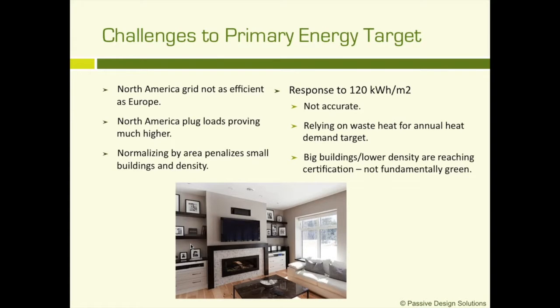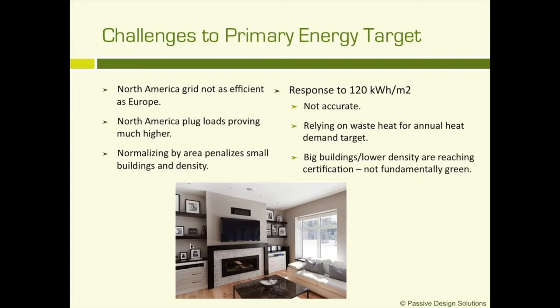There are some challenges to the primary energy target as well. The North American grid is just not as efficient as Europe. Our plug and appliance and lighting loads are proving to be much higher. So it hasn't been very accurate in the energy modeling, and we're really relying on waste heat from these internal heat gains to make the annual heat demand targets when we're monitoring.